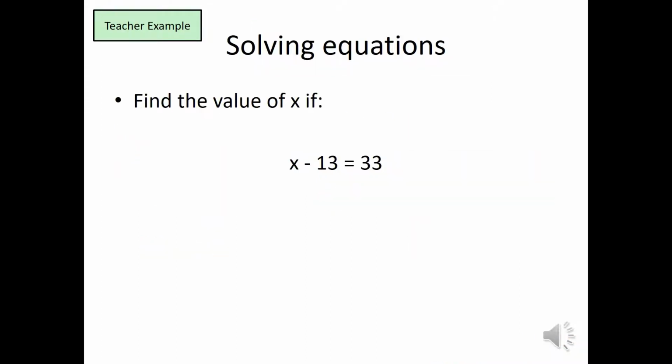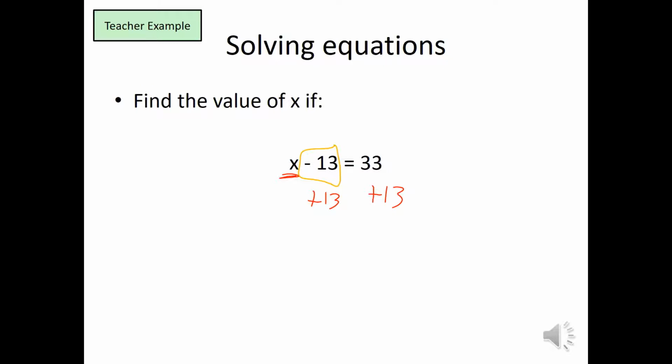Now we have to solve and find a solution for this equation. We have the letter x. We have subtracted 13 and it equals 33. What is the inverse, the opposite of subtract 13? We are going to add 13. But we have to do it to both sides. We have to add 13 to both sides because we are going to balance the equation.